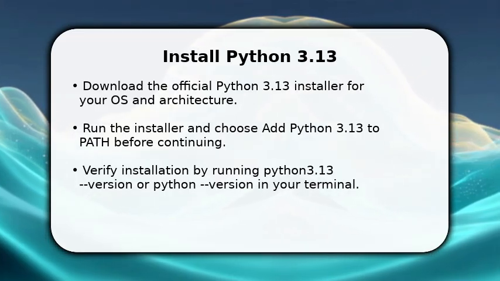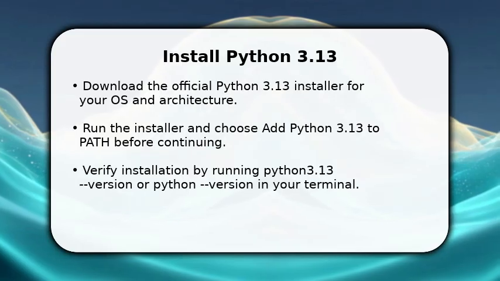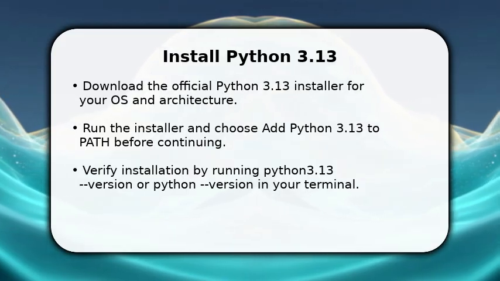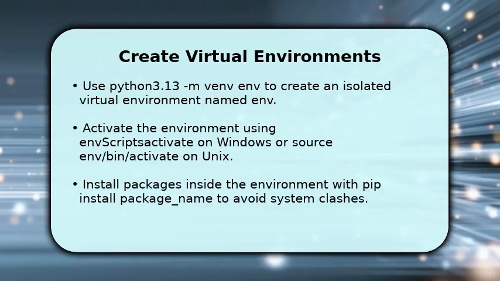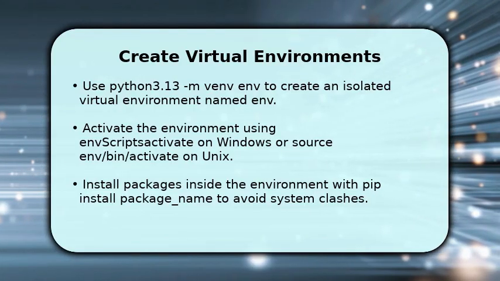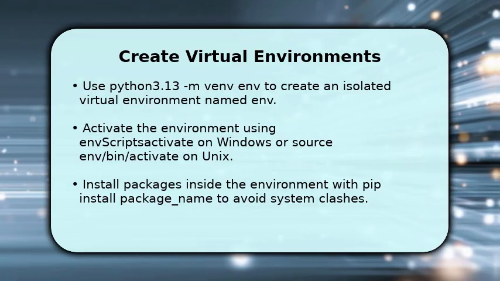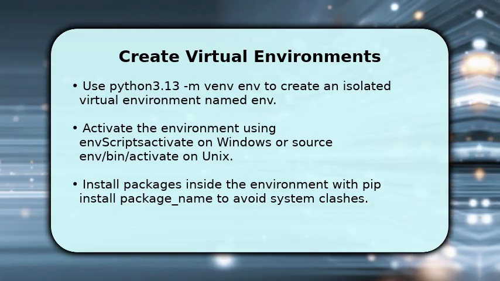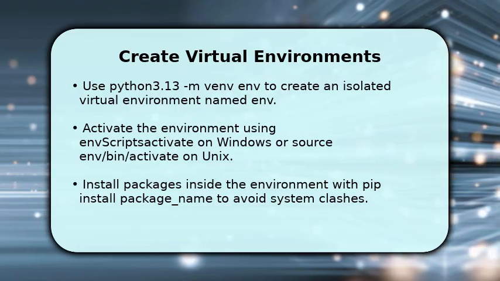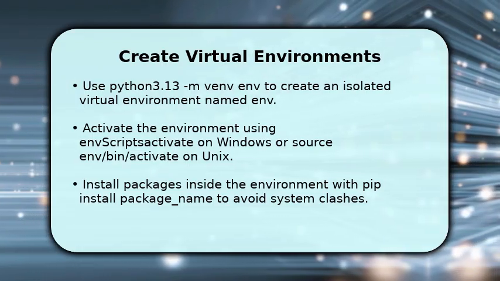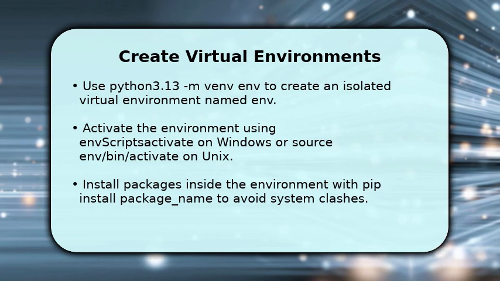After installing Python 3.13, create an isolated environment for each project to avoid dependency conflicts. Run python3.13 -m venv env to create a virtual environment named env in your project folder. Activate the environment using env/Scripts/activate on Windows or source env/bin/activate on macOS and Linux.